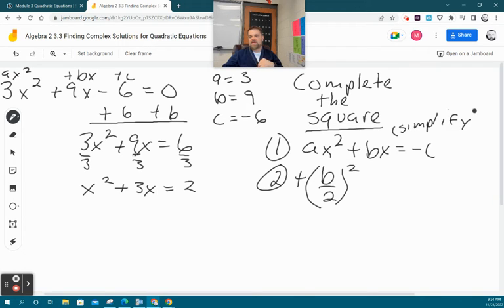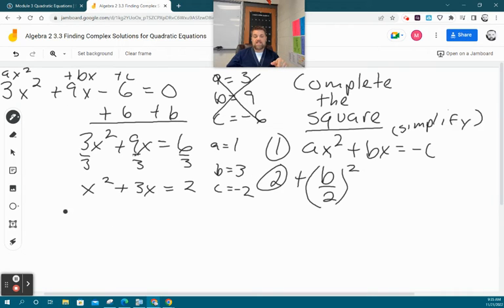Now, what made me think about that is I was like, 9 over 2, that's 4.5. When you square 4.5, oh man, that's going to be bonkers. And then I realized, wait a minute, all of these are divisible by 3. So I can reduce the whole thing. So now I'm going to do the same thing. What that does is change the dynamic of this whole thing. And so now A equals 1, B equals 3, and C equals negative 2.